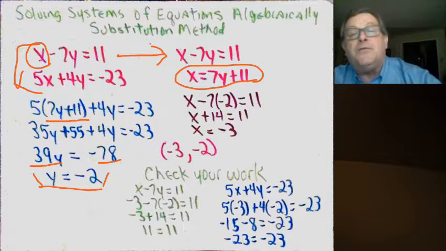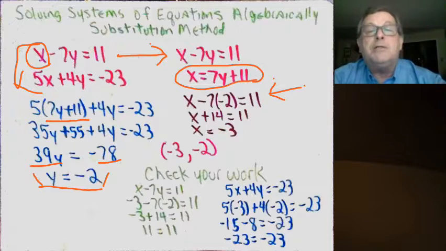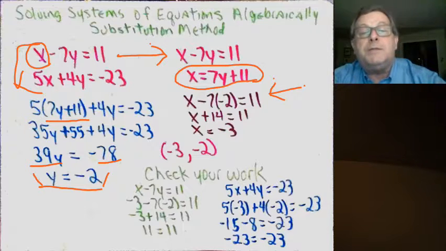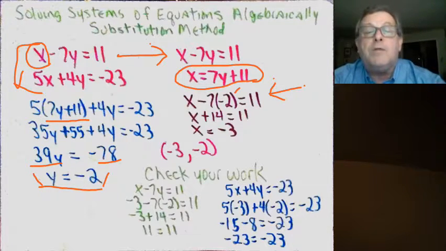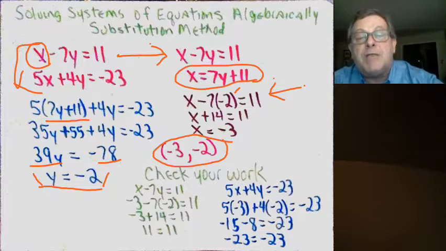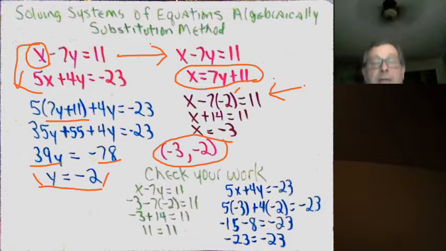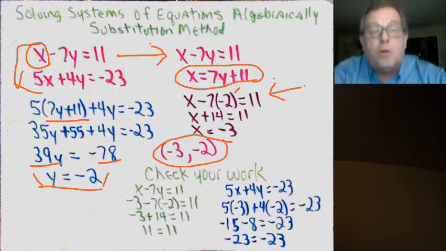Now I'm going back to the first equation right here, and I'm going to substitute in minus 2 for y into that equation. So I've got x minus 7 times minus 2. There's where I substituted in the y value, equals 11. x plus 14, when I distribute the minus 7 and the minus 2, x plus 14 equals 11, x equals minus 3. So I'm looking at a possible solution set of x is equal to minus 3, y is equal to minus 2. And so like I did the first time, I'm going to check my work.